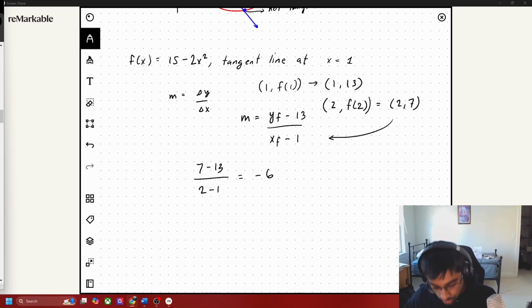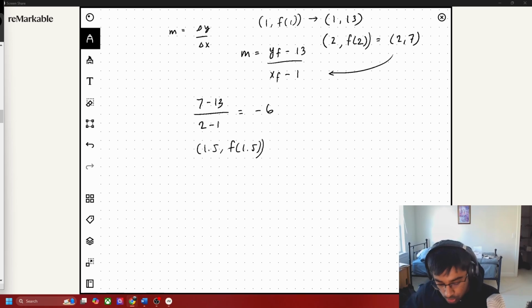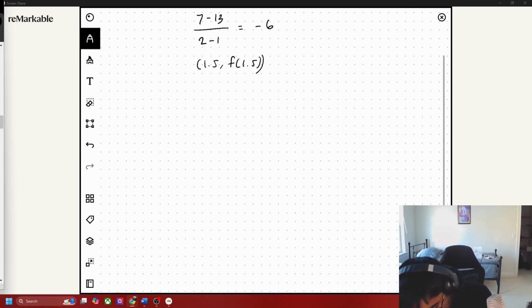What you could do is take another value that's in between 1 and 2, say 1.5. That gets closer to the actual value. And that's the general idea of limits, really. So what we're essentially doing now is, let's imagine this to be the graph of 15 minus 2x squared.